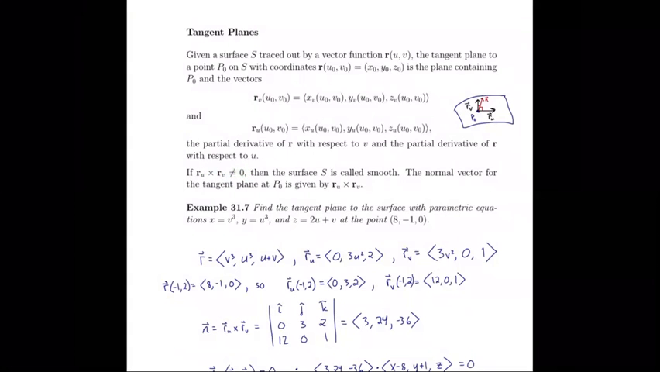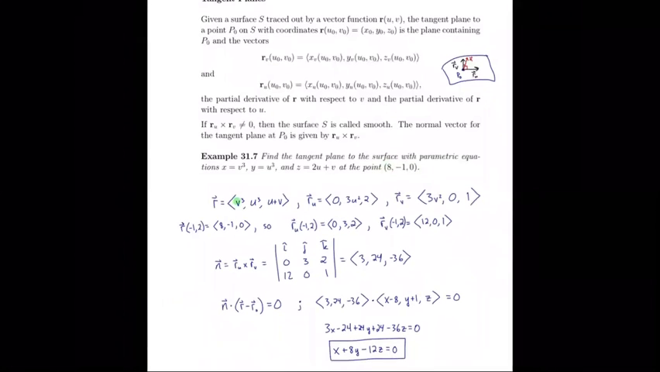Okay, so in our example, we're asked to find the tangent plane to the surface with parametric equations x equals v cubed, y equals u cubed, and z equals 2u plus v at the point (8, -1, 0). So all the parts we expected are given to us. We write r as a vector function, x, y, and z as functions of u and v. First thing we need is the partial derivative of r with respect to u. Doing that in each component yields this vector function, r sub u.